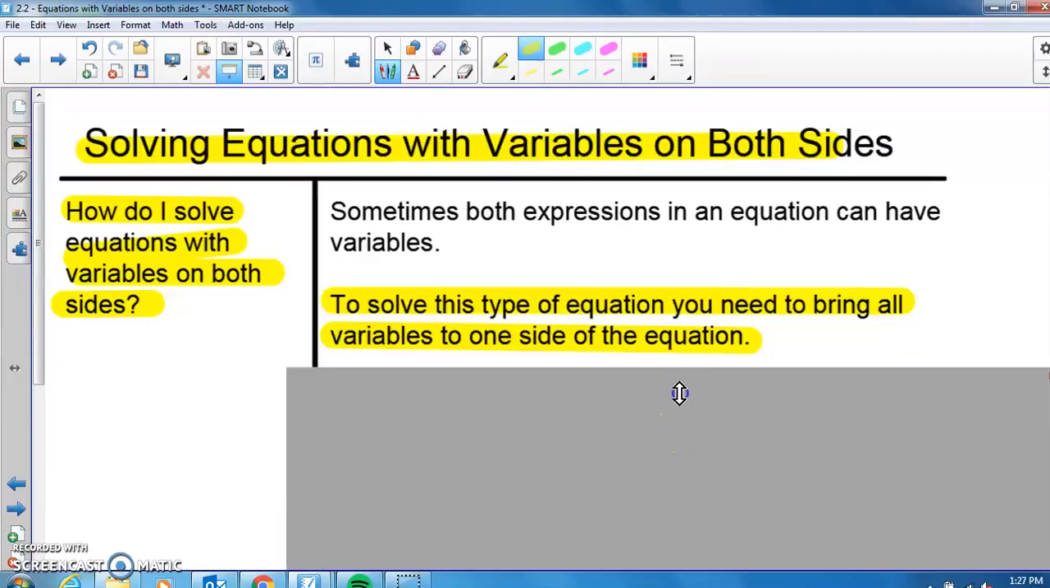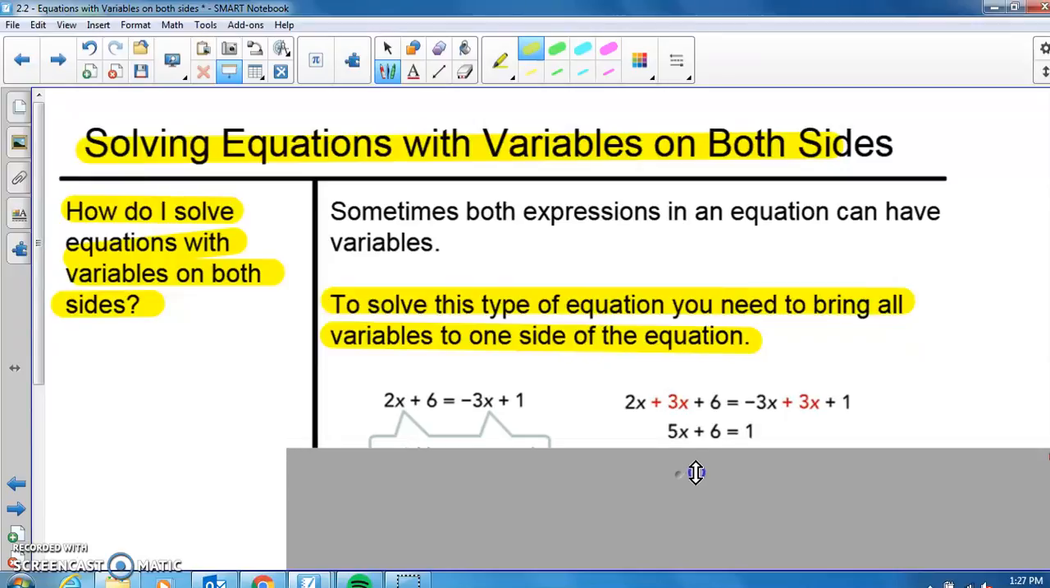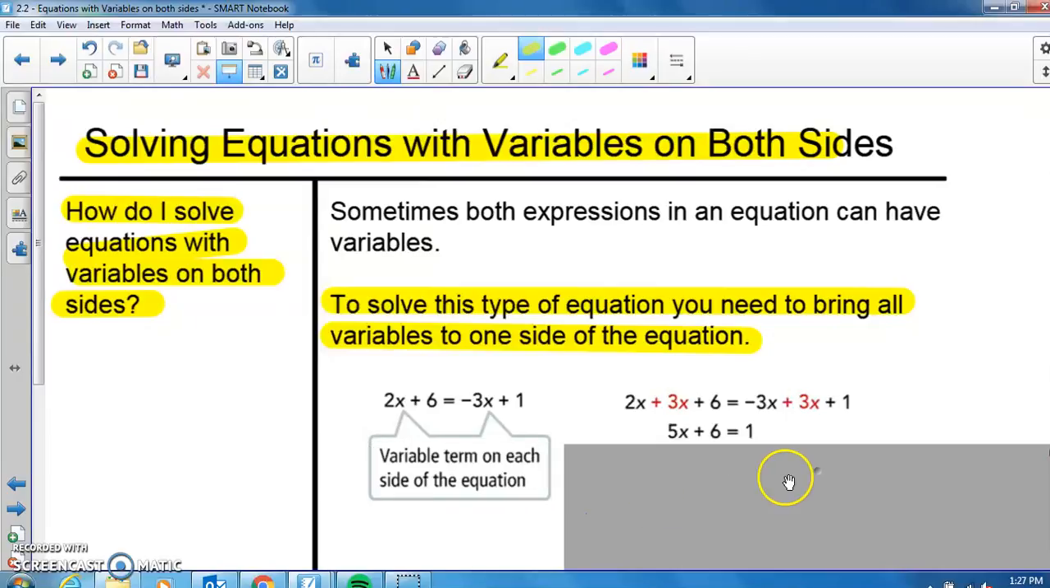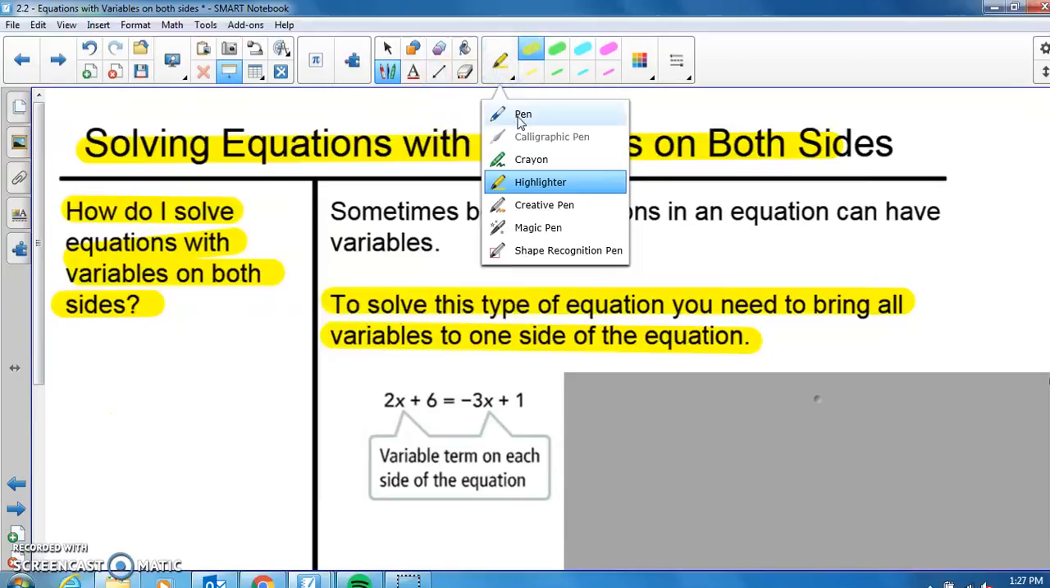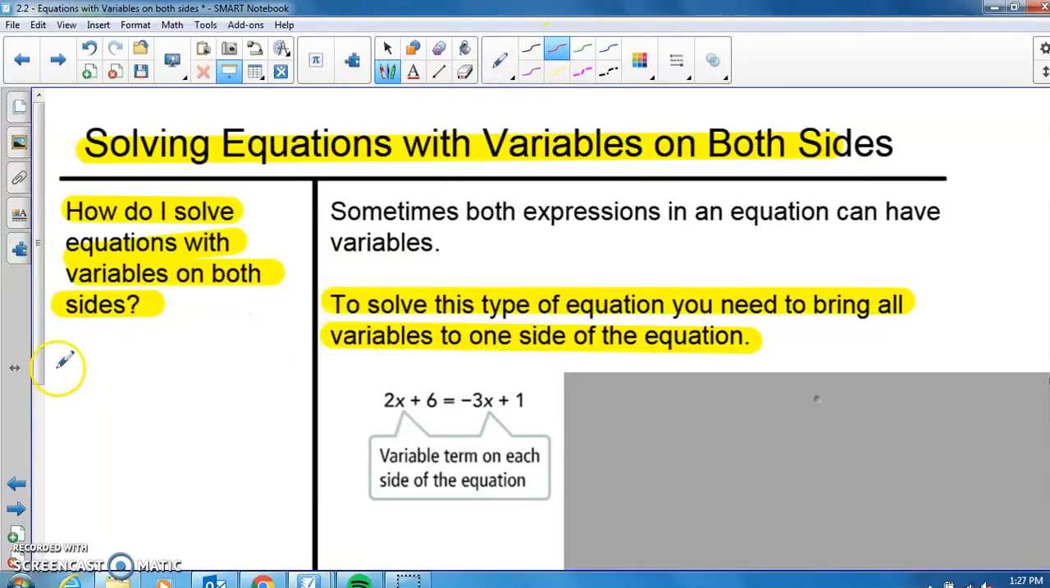And then you just have to go through the steps. So let's say we have this problem right here. 2x plus 6 equals negative 3x plus 1. Now, I want you to ignore what's on the right side over here for right now, okay? Because I'm going to work it over on this left-hand side and kind of show you the process that I want you to take. So if we have the equation 2x plus 6 equals negative 3x plus 1.